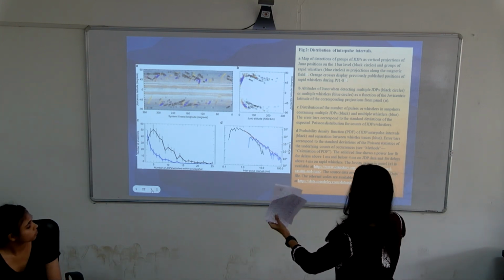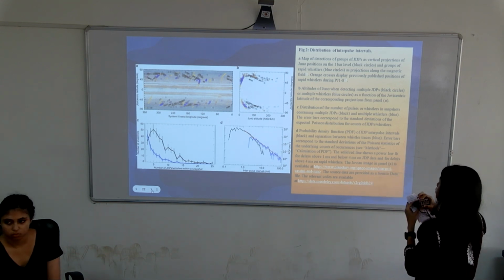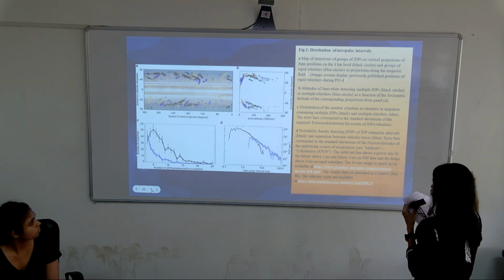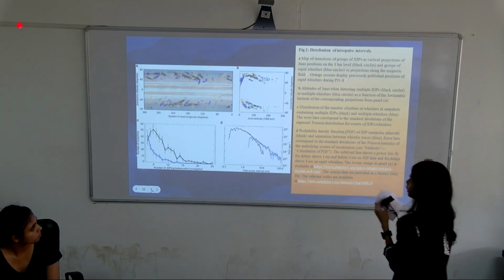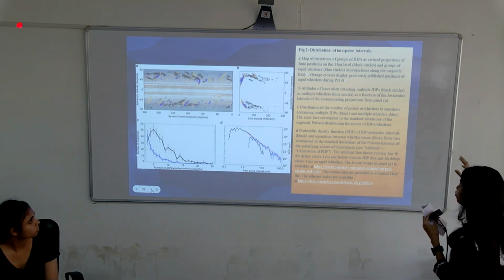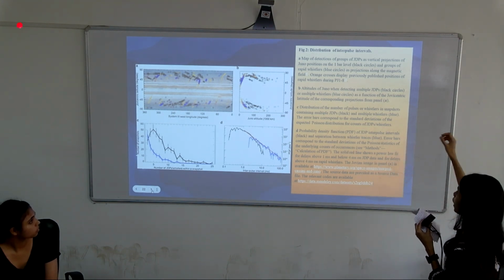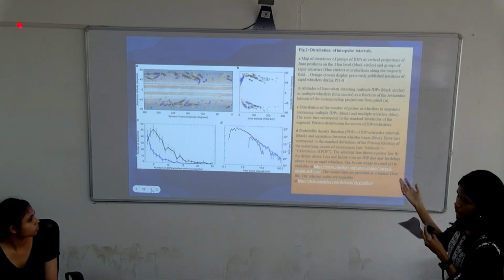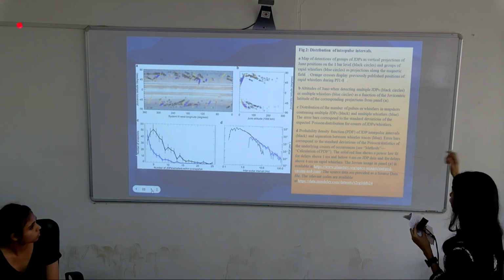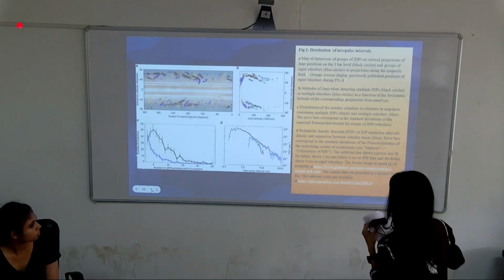So, moving on further, this is again a different image, where in figure A, it is a map of groups of JDPs as vertical projections of the Juno position on the first bar level, where we can see the dark or black circles as a group. The blue circles are the rapid whistlers, as the projection of the magnetic fields, and the orange circles display the previously published positions of the rapid whistlers.